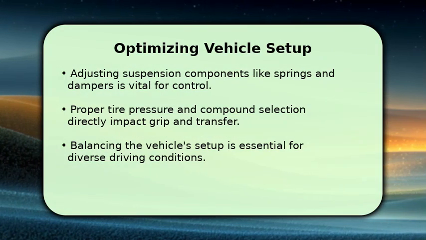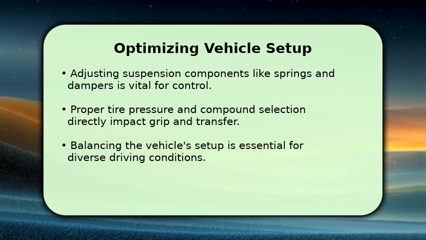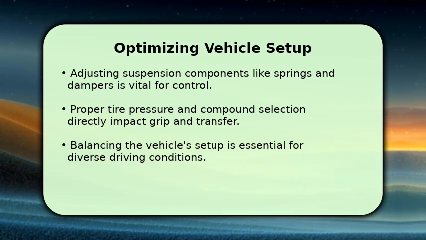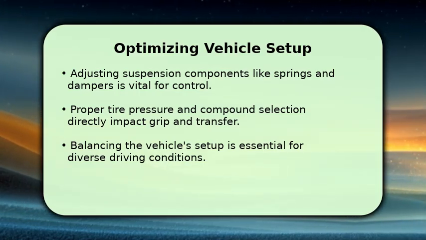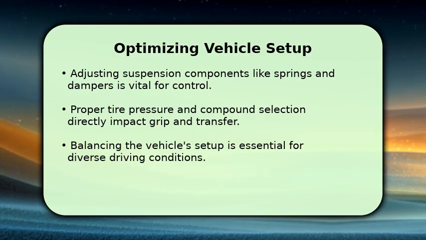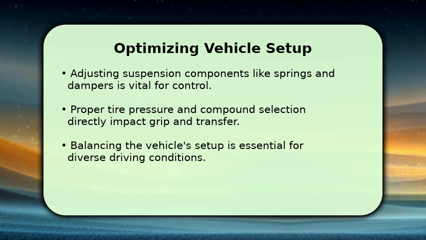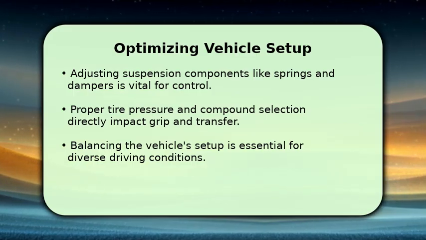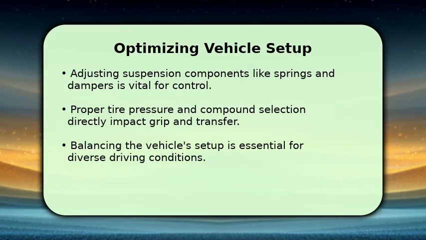To achieve robust weight transfer, precise vehicle setup is key. Adjusting your suspensions, springs, and dampers allows you to manage how quickly and how much weight shifts. For example, stiffer springs can reduce body roll. Tire choice and pressure are also critical, as they are the direct interface with the road. Aim for a balanced setup that performs well across a range of driving scenarios.